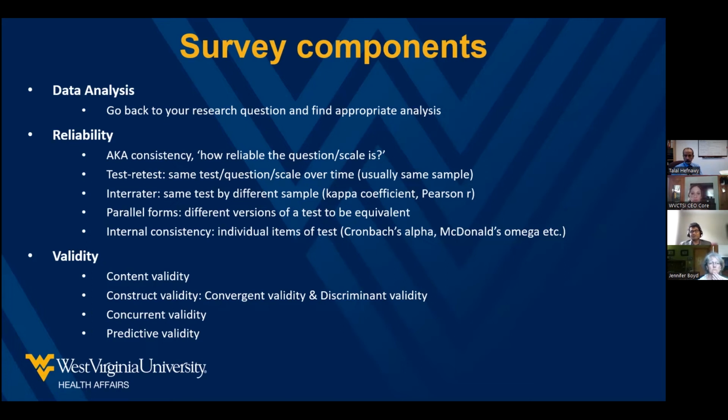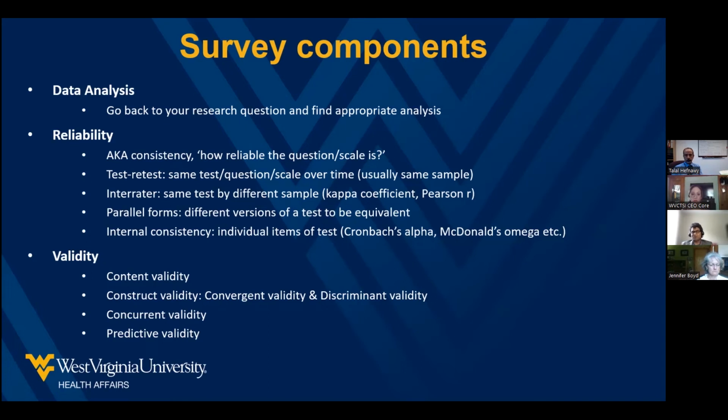We measure it through the kappa coefficient or the Pearson R. This gives us some statistical understanding whether the scale is okay. Then another one is parallel forms. There are different versions of the test, like one could be the larger version, one could be the smaller version of the test, to be equivalent.